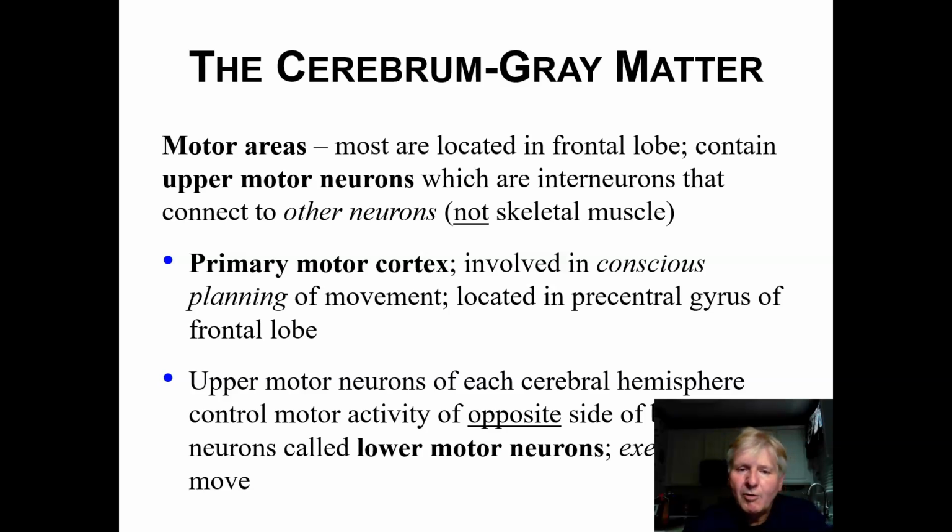So your primary motor cortex, involved in conscious planning of movement, located in the precentral gyrus of the frontal lobe. The upper motor neurons of each hemisphere will actually control motor activity of the opposite side of the body. It does that via the peripheral nervous system neurons called the lower motor neurons. That's where they execute the order to move.